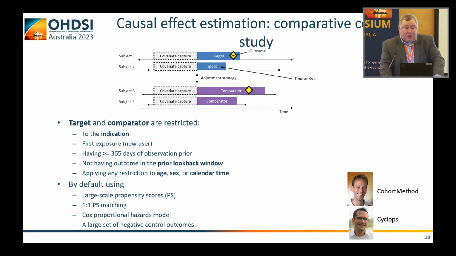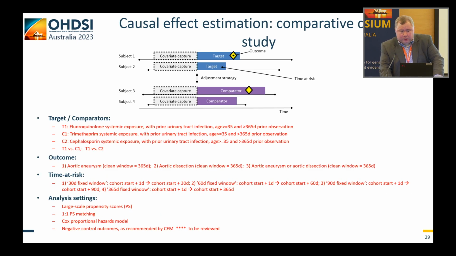So this standardized module, the way we ran it for the fluoroquinolone study, was we passed in a set of target comparator combinations. So we said fluoroquinolone and trimethoprim as one analysis, and then fluoroquinolones versus cephalosporins as a second one. So that's 2 target comparator combinations. We had our same 3 outcomes, our same 4 time at risks, and we used the default analysis settings. So what this meant was 2 times 3, 6 times 4, 24 estimation studies.